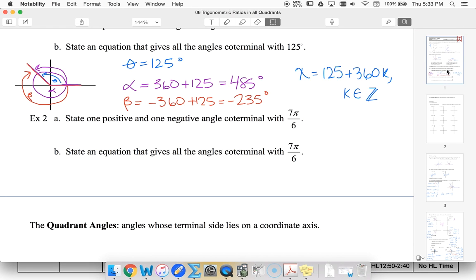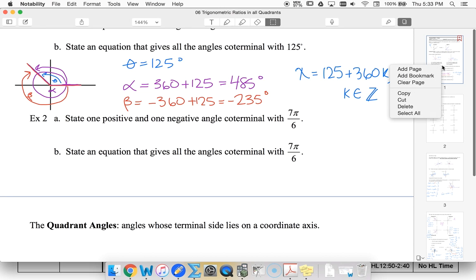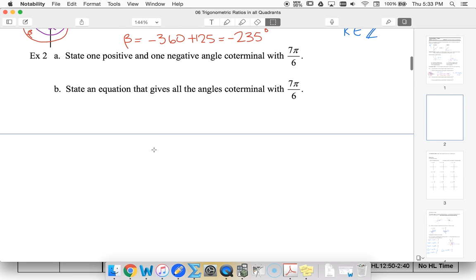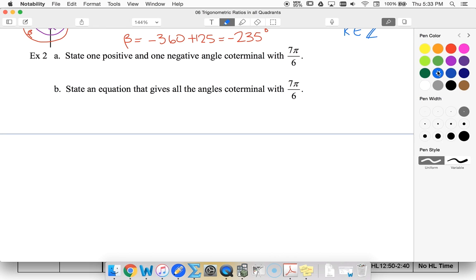So I'm going to actually add in a new piece of paper here. Okay. So thinking about what this looks like, I've got my quadrants. Let's put them in here. And now 7 pi over 6 is going to be pi over 6 past pi. So it's going to look something like this, let's say. So here is my 7 pi over 6. So I'm going to label this with alpha, let's say.